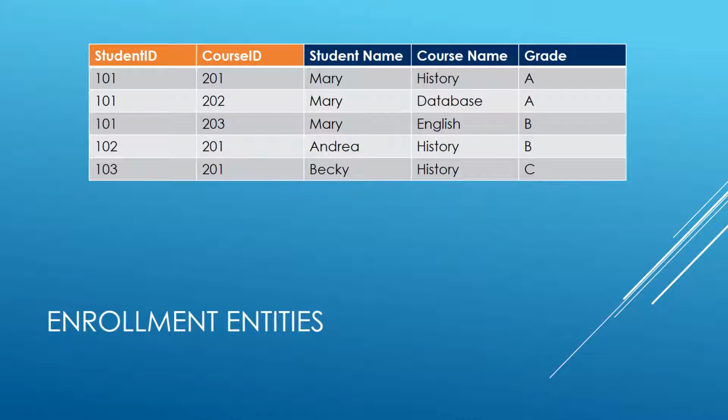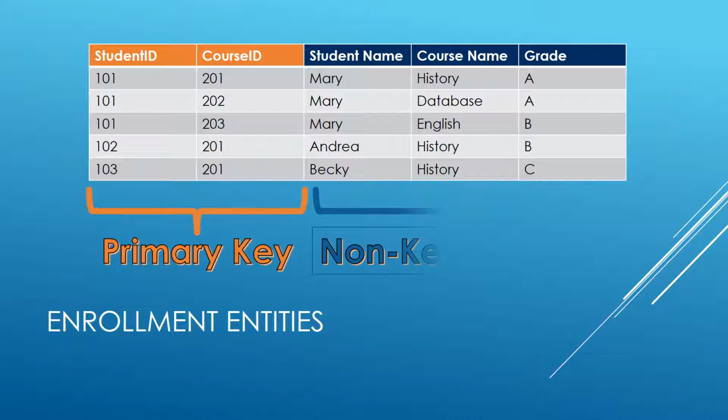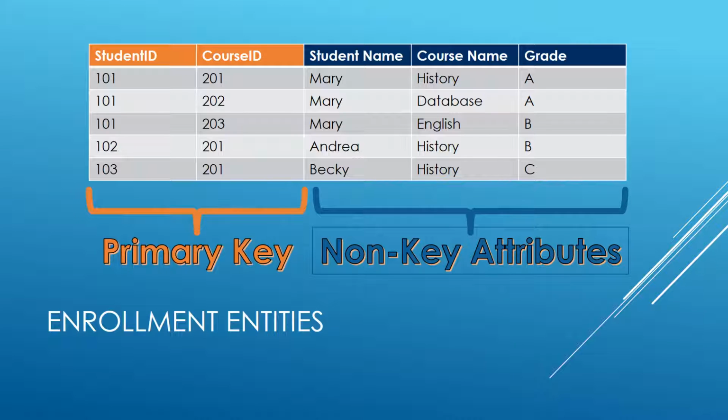The primary key of the enrollment table is the composite of the primary keys of the tables being bridged, namely course and student. The attributes that are not part of the primary key are called non-key attributes because they are not part of the primary key.